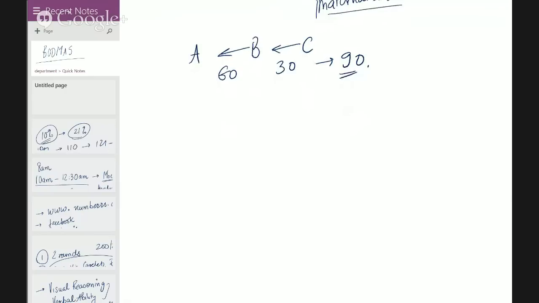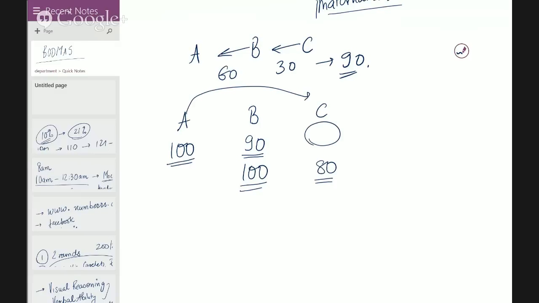When I talk about distances, things change. So for example, if I have A, B, C in a 100-meter race, A beats B by 10 meters. In the same 100-meter race, B beats C by 20 meters, which means A is at 100, B is at 90. But when B is at 100, C is at 80. So you just find out how much distance A will beat C by.